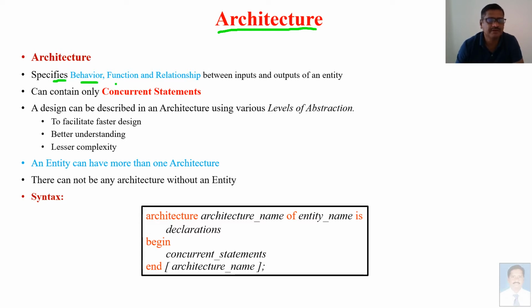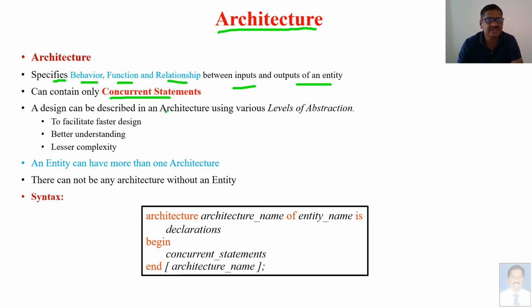Architecture specifies the behavior, function, and relationship between the inputs and outputs of the entity, because indirectly it gives the working or functioning of the proposed module. It contains only concurrent statements. And if we are using sequential statements, those sequential statements must be enclosed by a concurrent statement known as the process statement. I will discuss it later on.